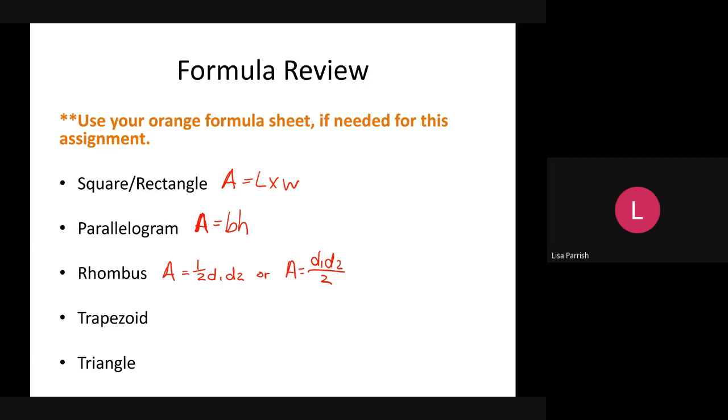The trapezoid was the longest formula, and it was area equals 1/2 times the height times the sum of base 1 and base 2. And then triangle, kind of like the rhombus, we had two that you could choose from. You've got 1/2 times the base times the height, or you could do area equals base times the height divided by 2. Most people like that when you just multiply the two numbers and take half of the answer. If you need to pause this and write any of those down, please feel free to do so.